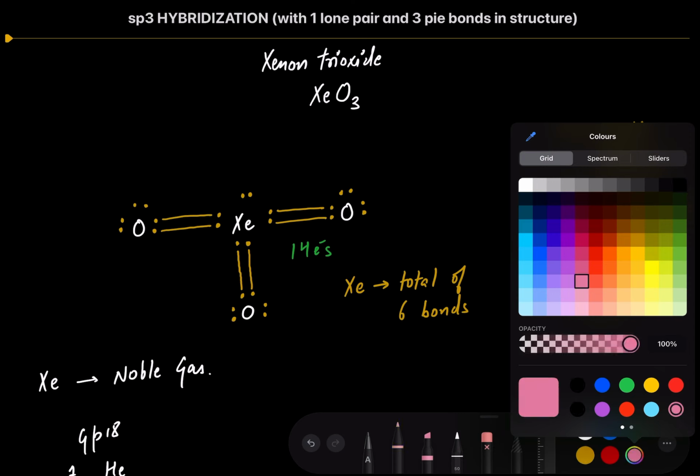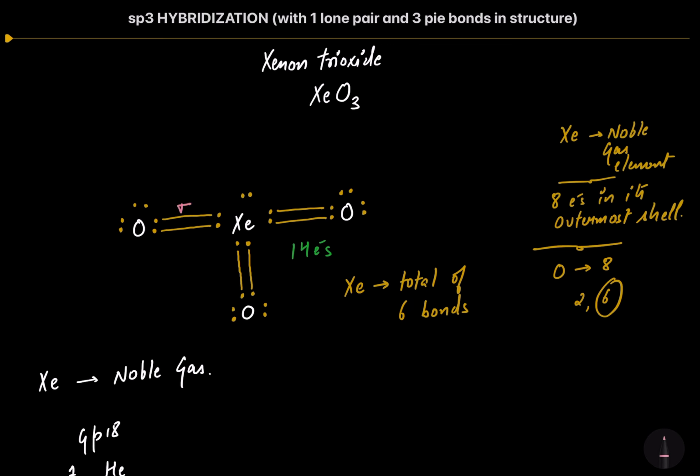The xenon is forming a total of 6 bonds, and I have already told you, whenever there is a formation of a double bond, then out of that double bond, one bond will be sigma and the other will be pi. So in case of the first oxygen, 2 bonds are formed, out of which one bond will be sigma and the other will be pi. The second oxygen also, one bond is sigma, the other is pi. And in the third oxygen also, one bond is sigma and the other is pi. So out of these 6 bonds, we are having 3 sigma bonds and 3 pi bonds.